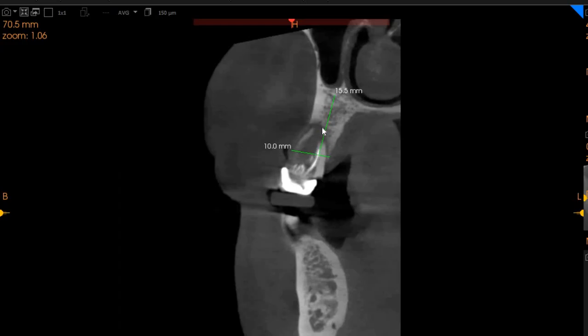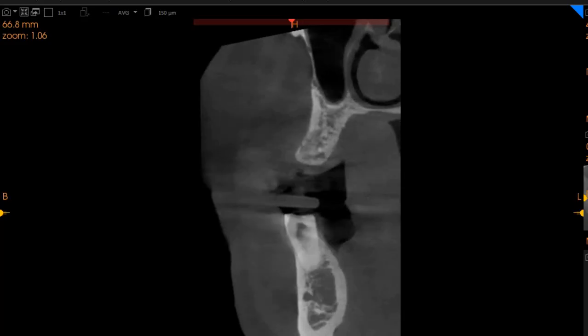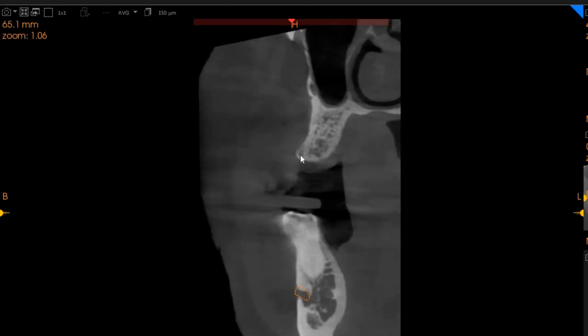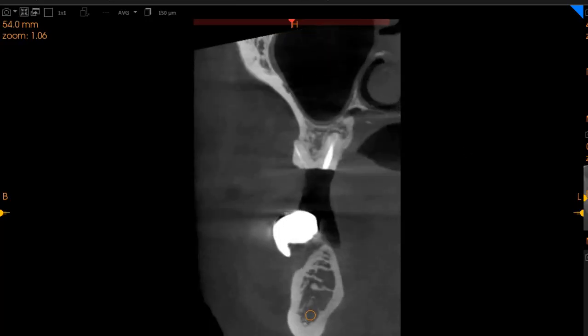The first 6 millimeters is going to be just granulation tissue, and then we'll have D2 quality bone. This is the region of the 5. We've got 7 millimeters of ridge width, 14 millimeters of height. This is the region of the 6.